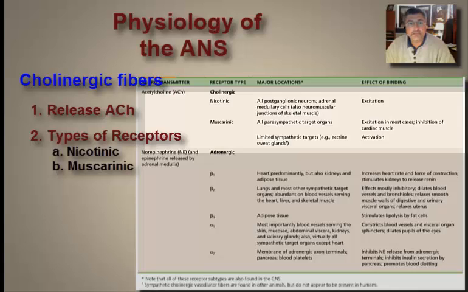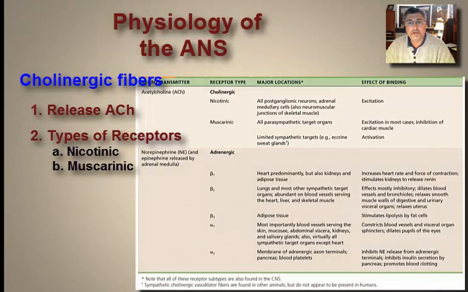The other type of receptor that will bind to acetylcholine is the muscarinic receptor. Muscarinic gets its name from muscarine. Muscarine is the poison that you would find in killer mushrooms. Muscarinic receptors are going to be found on all effector cells stimulated by postganglionic cholinergic fibers. That would be your parasympathetic, and some sympathetic targets such as sweat glands. The stimulation that occurs from acetylcholine binding to the muscarinic receptors is going to be dependent on the parasympathetic target.